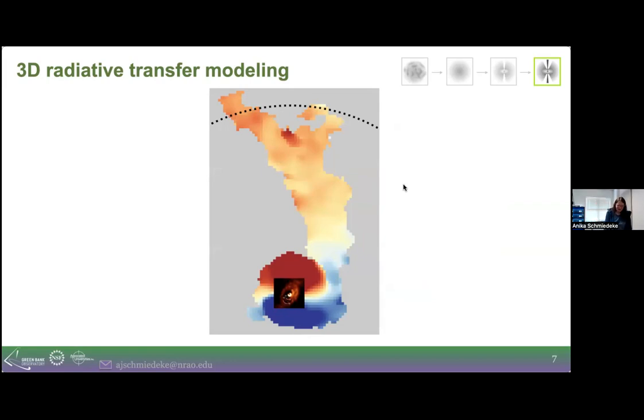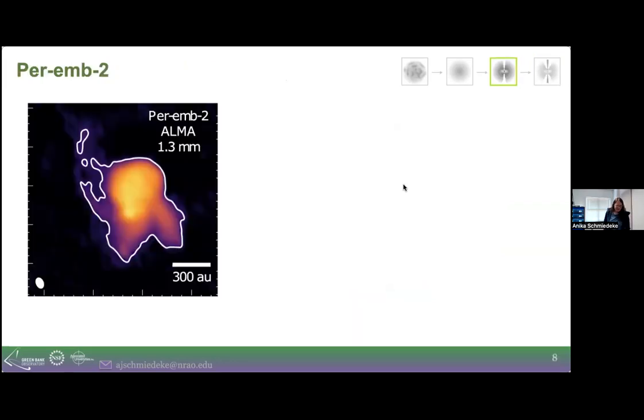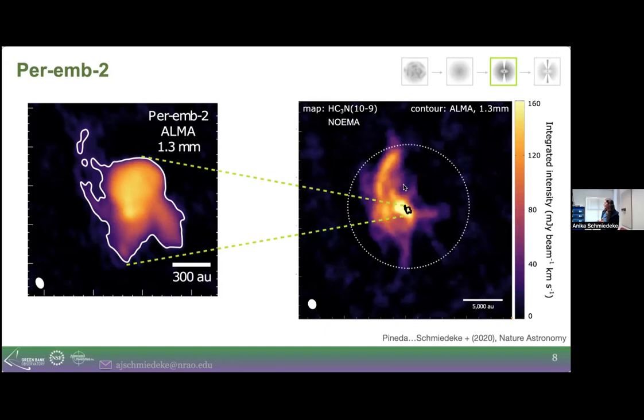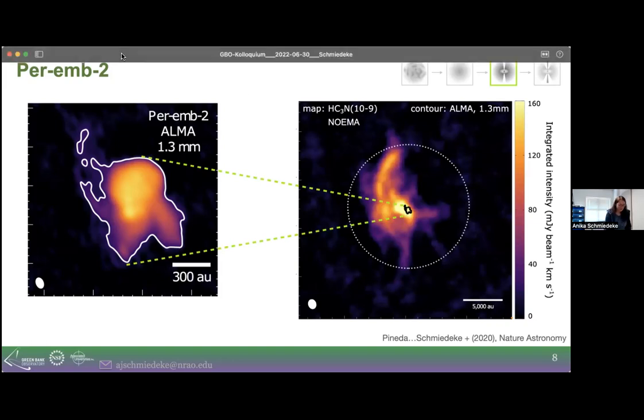So that was the smallest scales. Another object that we have studied was PERM2. This is a younger source than the source I've just previously shown you. This is a binary. Here you see the ALMA 1.3 millimeter continuum image. We have observed this with NOEMA. And in HC3N, we then saw this streamer-like structure on the side of the map.